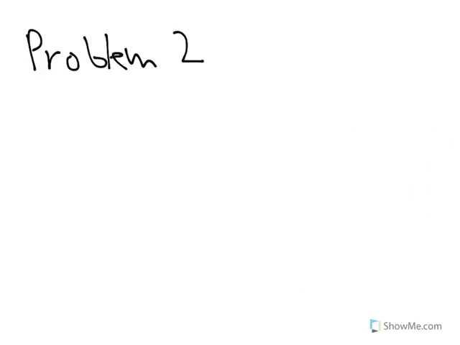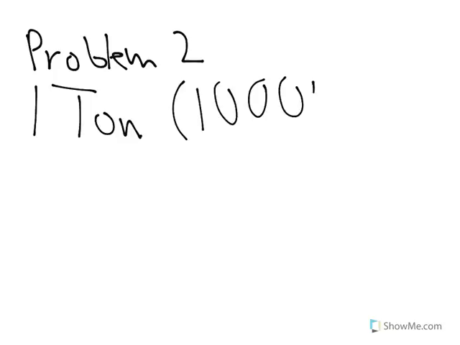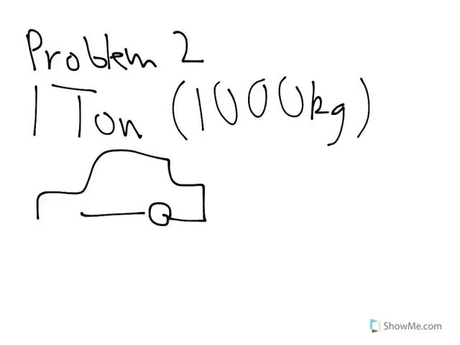For this problem, first we're going to figure out how much energy it takes a 1-ton car, and we'll use a metric ton, which is 1,000 kilograms. How much energy does it take a 1-ton car to go from 20 meters per second to 30 meters per second? So be careful with your unit conversions here and see what you get.